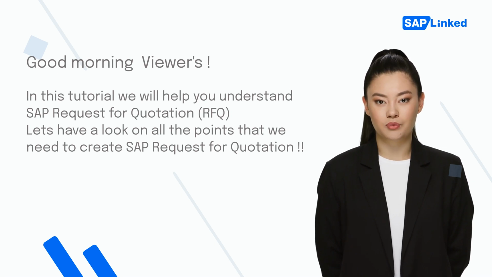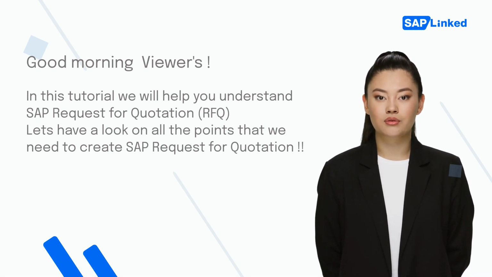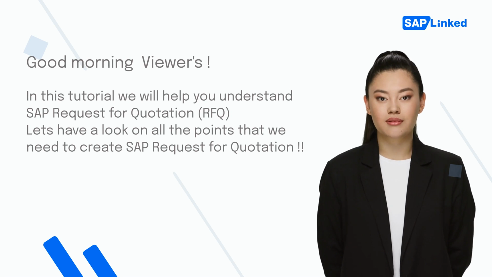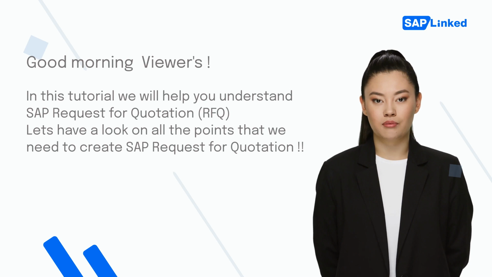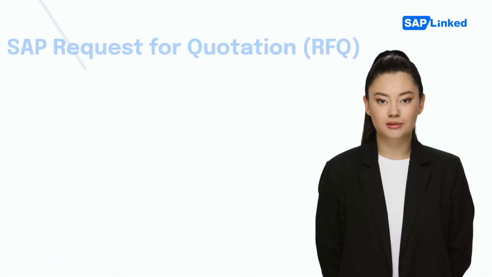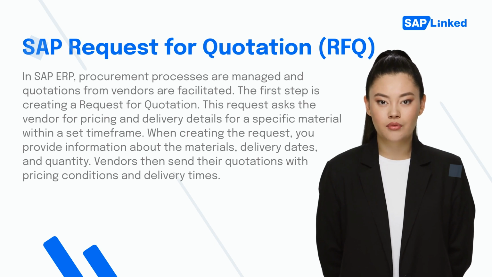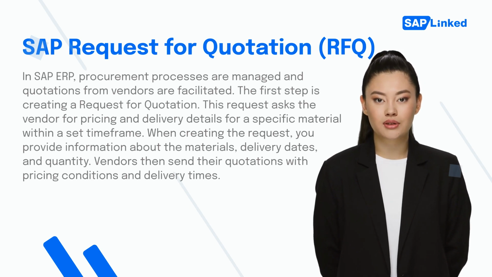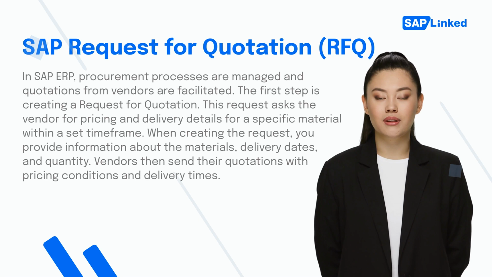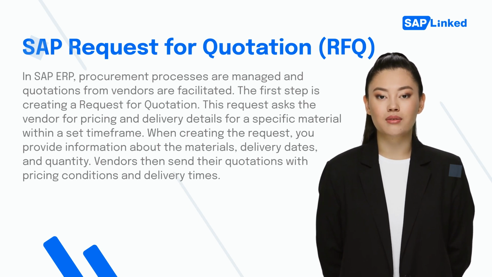Let's have a look at all the points that we need to create a purchasing info record. In the next slide, we'll cover the definition of SAP Purchasing Info Record. In SAP ERP, procurement processes are managed and quotations from vendors are facilitated. The first step is creating a request for quotation.